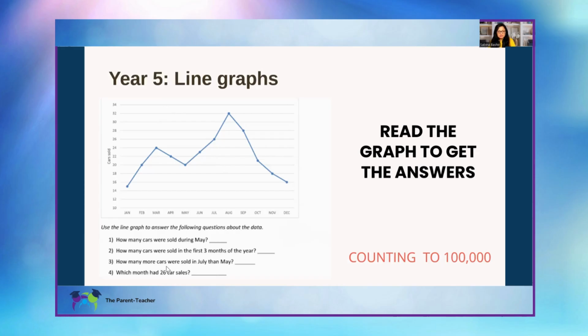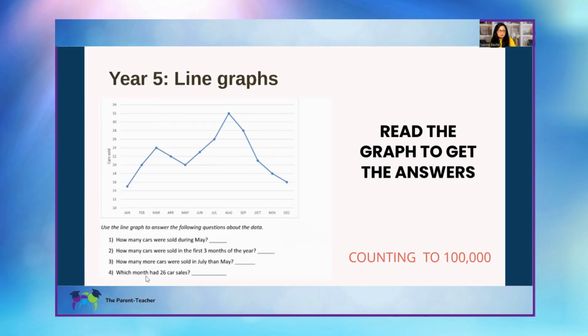Then how many more cars were sold in July than May? And again, we've got, how many more, which means it's a take away sum or subtraction. And they look at May, which is 20. They look at July, which is 26. So then they would take away 20 from 26, and then that would give them 6. So 6 more cars were sold in July than May.